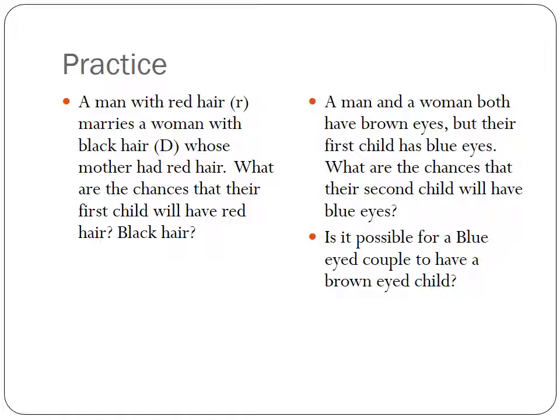Now, if we were in class, we could sit here and go through this entire scenario. It's honestly not worth too much discussion, except for: is it possible for a blue-eyed couple to have a brown-eyed child? And here's the crazy thing about genetics. We can't say it's impossible. There is the chance that there might be a genetic hiccup.